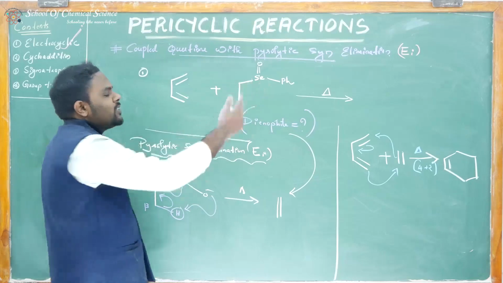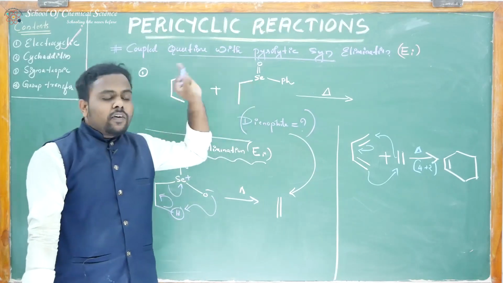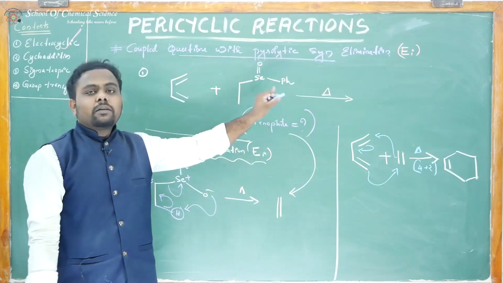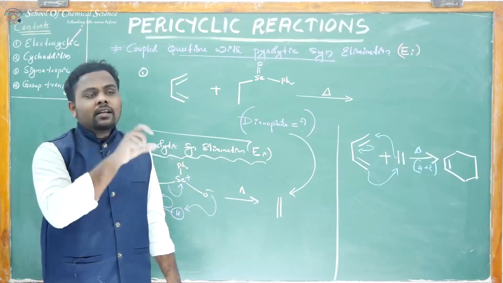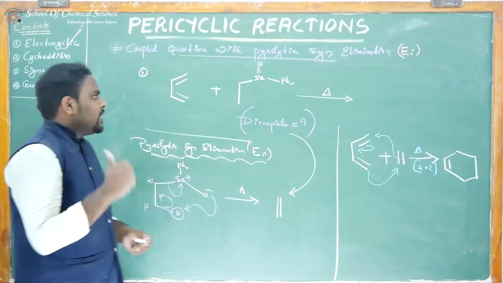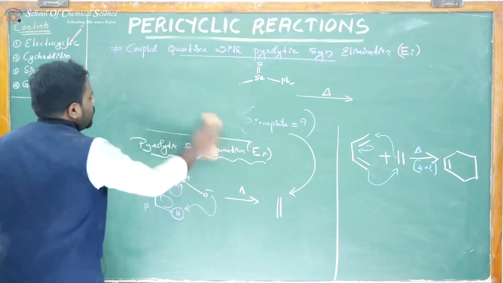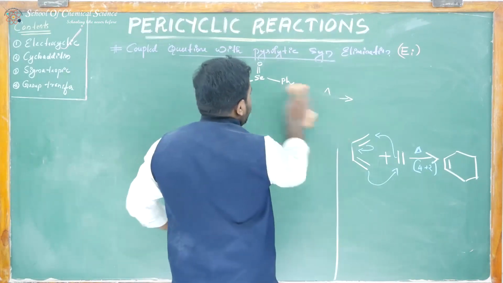Diene is there, but there is no dienophile. But you know, when sulfur oxide, selenium oxide, ester, nitrogen oxide under thermal condition undergo pyrolytic syn elimination, they form an alkene. Clear? That is also a coupled question. Then question number 2.